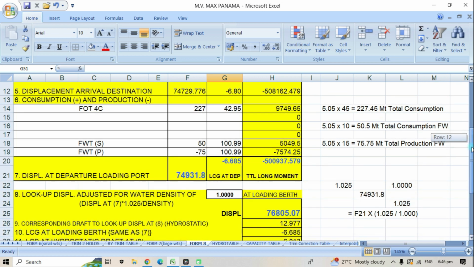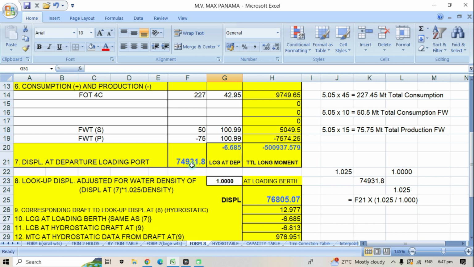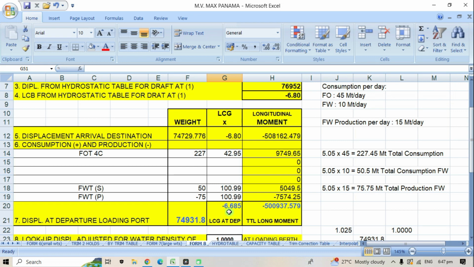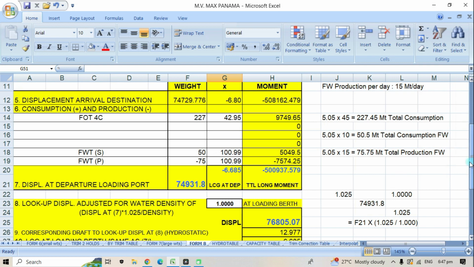So the new displacement will be 749318. He has a new LCG of -6.685, and this is his longitudinal moment. Okay. And he has an arrival at loading berth. He has press water of one, density water of 1.000. So with this density, what will be his new displacement, and that will be this one, okay?